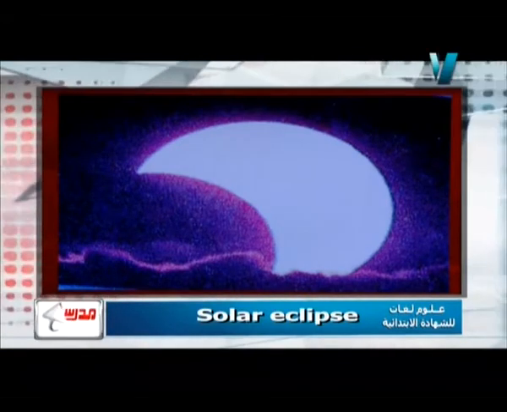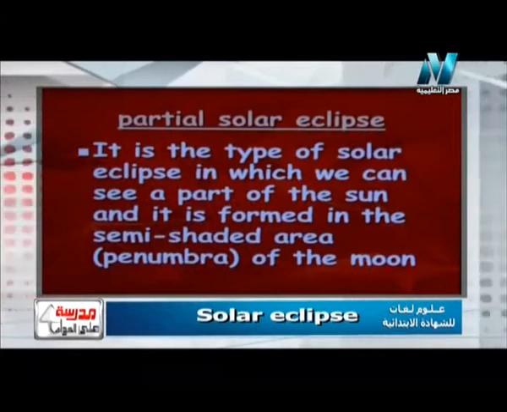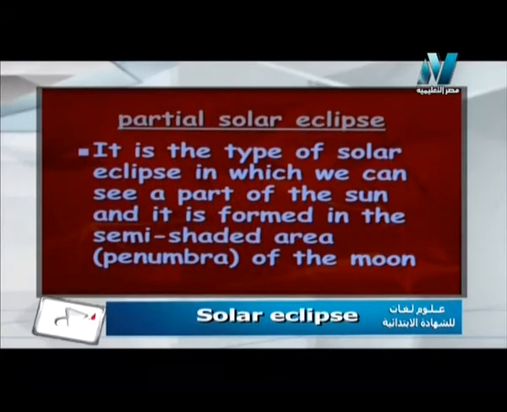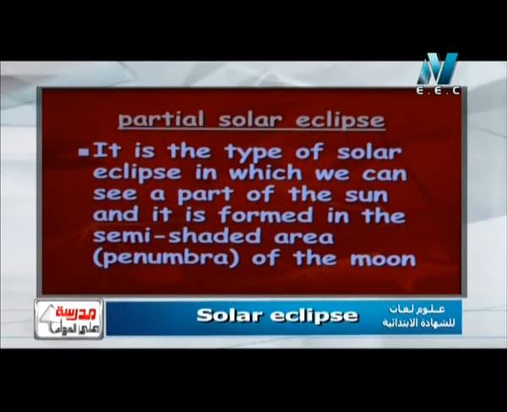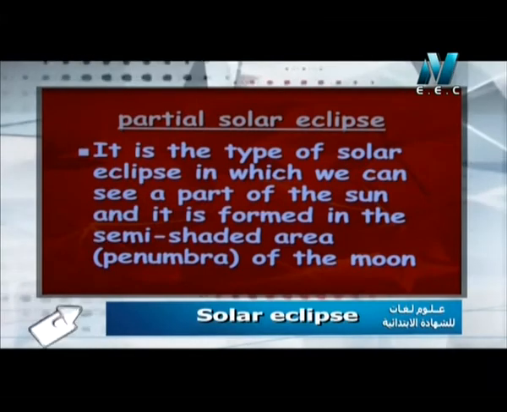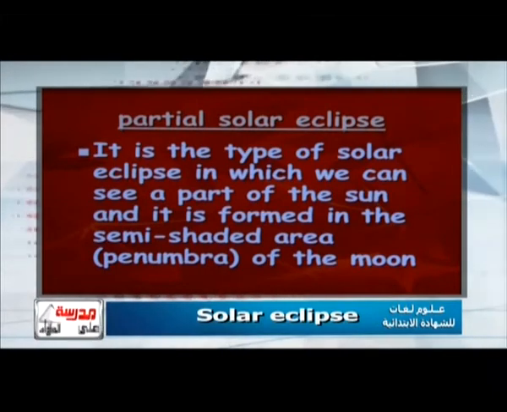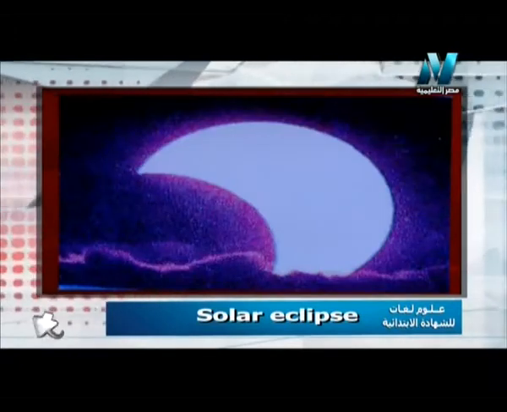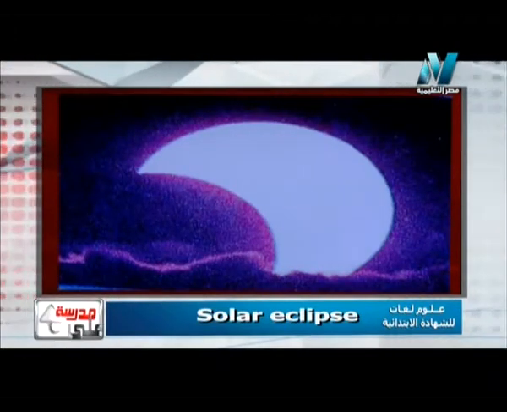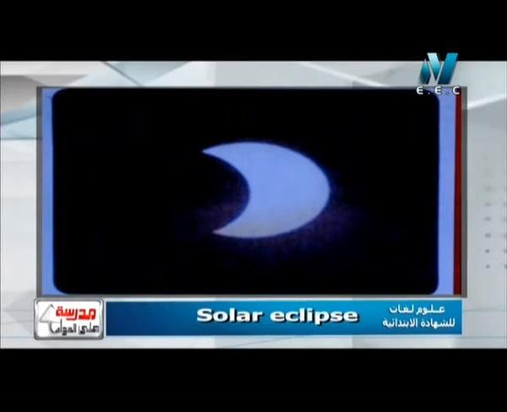So we can make a definition for partial solar eclipse. It's a type of solar eclipse in which we can see a part of the sun and is formed in the semi-shaded area or the penumbra area of the moon. And this is a picture of the partial solar eclipse. Okay? And another picture of the partial solar eclipse.